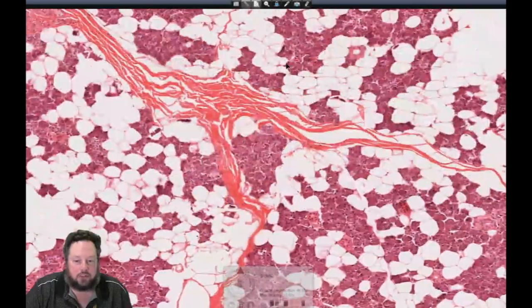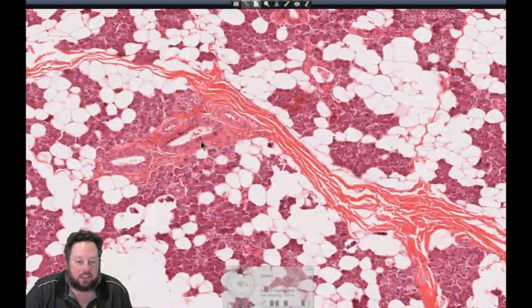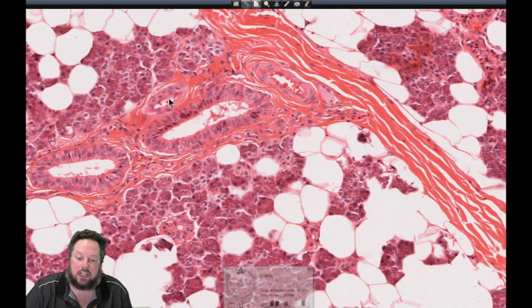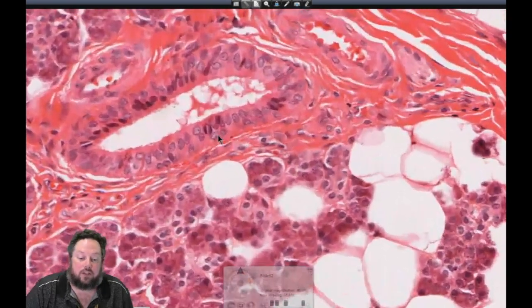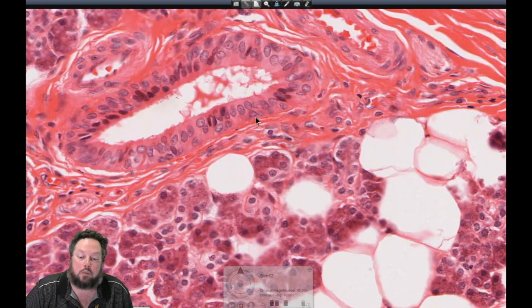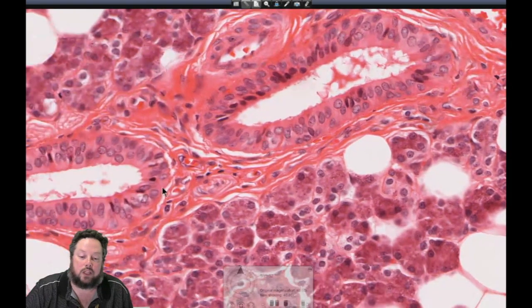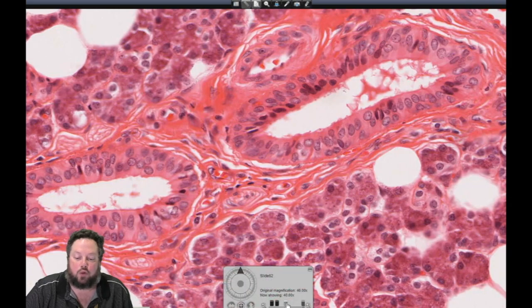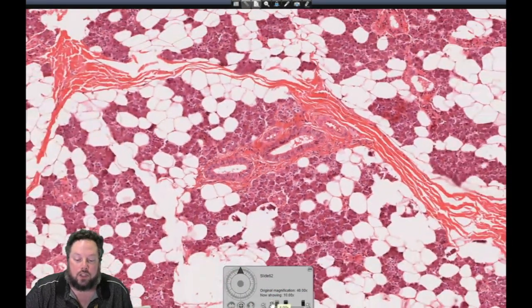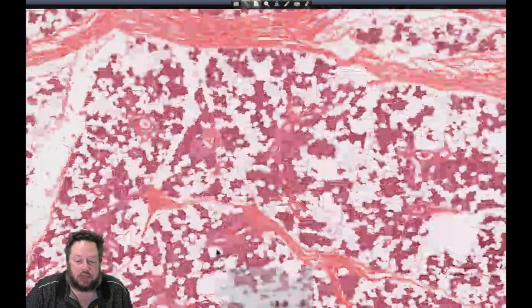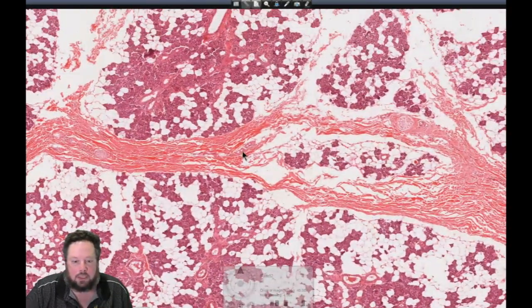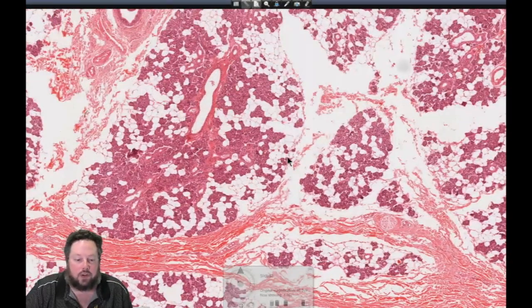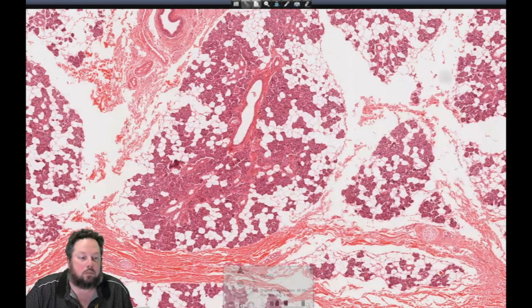So if we have a zoom around, we might be able to see some of these larger ducts. So here we have some of these larger ducts amongst the connective tissue. So these are the interlobular ducts, and they're often lined by a stratified type of epithelium. You can see the multiple layers of nuclei here. Here as well. So these are the interlobular ducts because they occur between the lobules of these salivary glands. So those are some of the features of the parotid salivary gland.